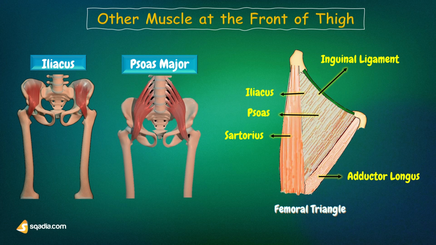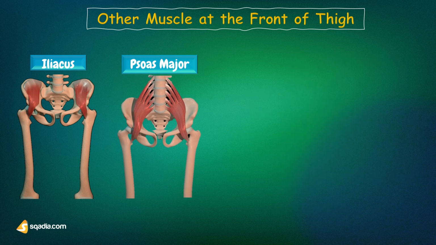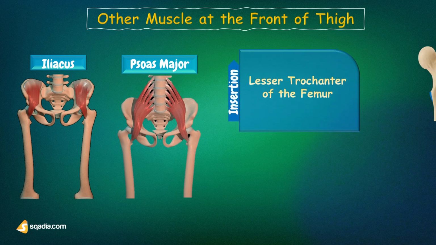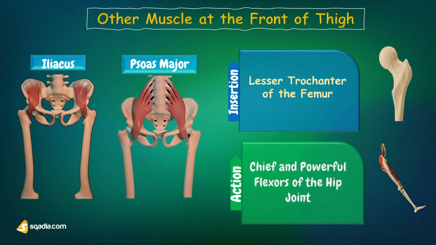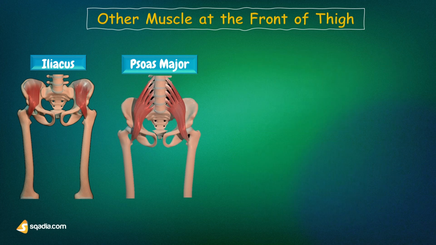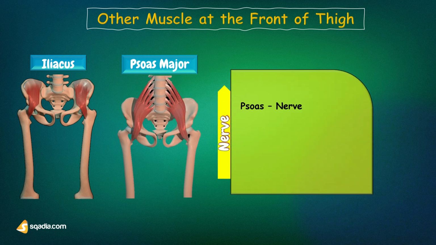Since the greater parts of their fleshy bellies lie in the posterior abdominal wall, they will be described in detail in the section on the abdomen. However, on account of their principal action on the hip joint, the following points may be noted. Both have a common insertion on the lesser trochanter of the femur and are the chief and powerful flexors of the hip joint. Both are supplied by spinal segments L2, 3. The psoas is supplied by the branches from the nerve roots, whereas the iliacus is supplied by the femoral nerve.